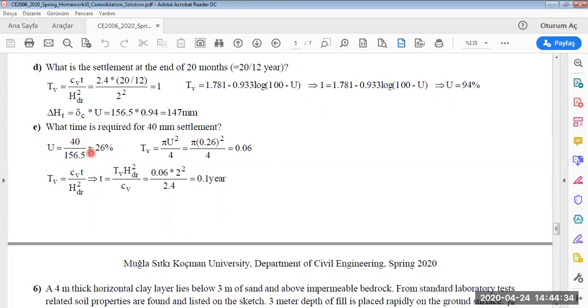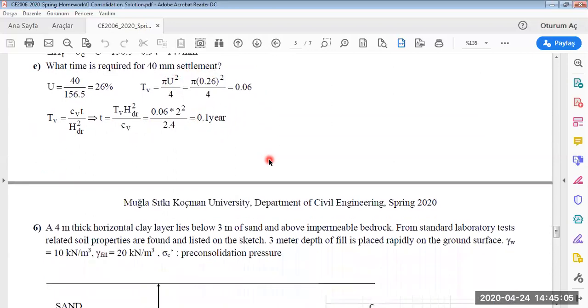We can divide them into each other, and we can find the degree of consolidation, and this is less than 60%, so we can use this time factor formula and calculate the time factor required for 40 millimeter settlement. And from this formulation, we can calculate the required time, this is 0.1 year, for 40 millimeter settlement.